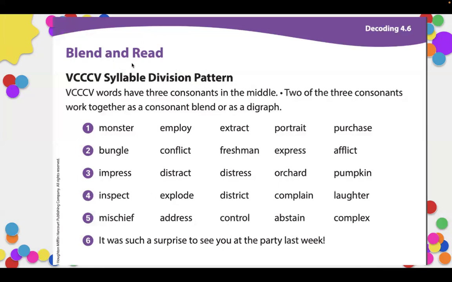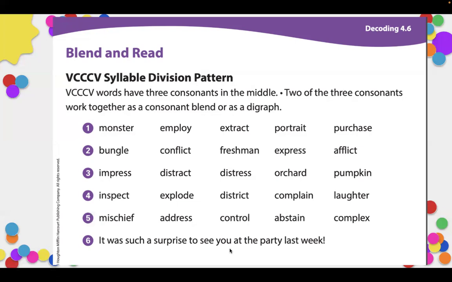We also blend and read with V, C, C, C, V syllable division patterns. So these have three consonants in the middle. Two of the three consonants work together as a consonant blend or as a digraph. Monster, employ, extract, portrait, purchase. Here we have the st in monster, pl in employ, tr in extract, tr in portrait, and ch in purchase. See if you can identify the rest of them.